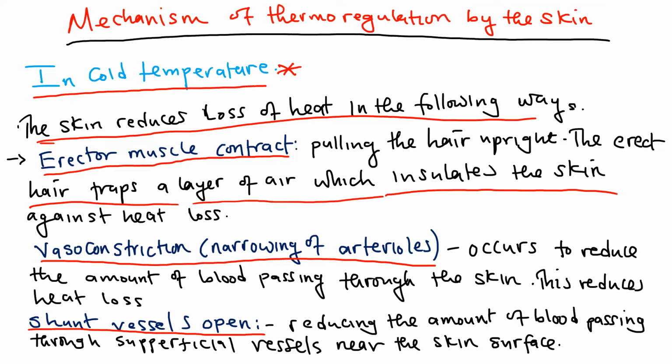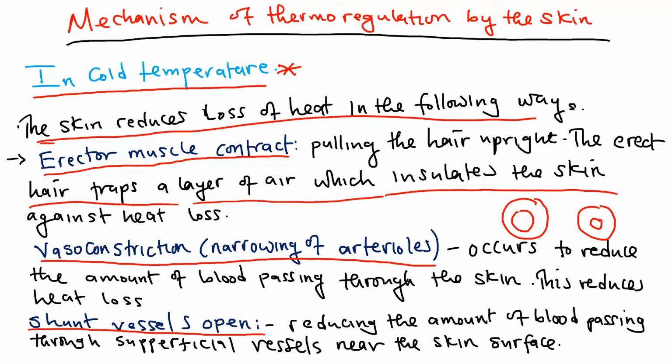Aside from that, there is vasoconstriction. When you talk of vasoconstriction, this is just a narrowing of arterioles. So when there's vasoconstriction, this reduces the amount of blood passing through the skin. Let's say this is the arteriole. Now, this has the lumen. So vasoconstriction is just reducing the size of this lumen so that blood cannot pass near the skin. It occurs to reduce the amount of blood passing through the skin, and this reduces heat loss. So vasoconstriction is one way to reduce heat loss.